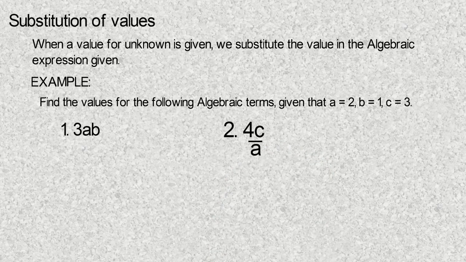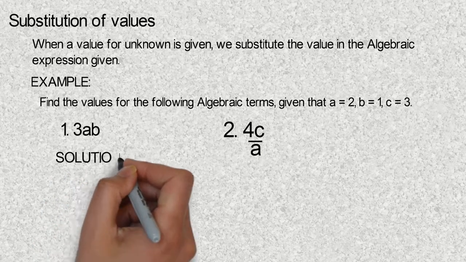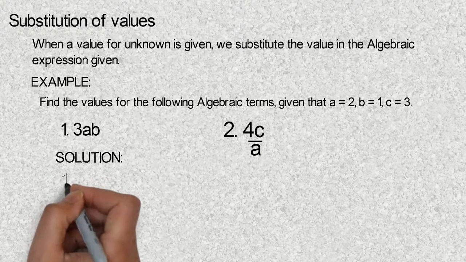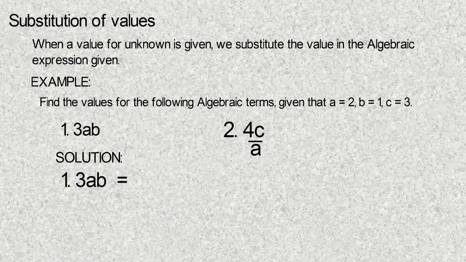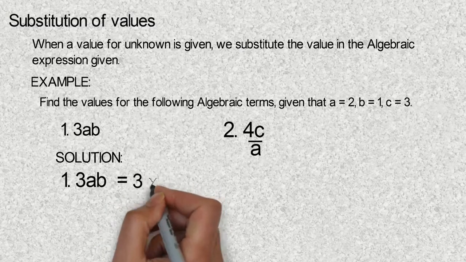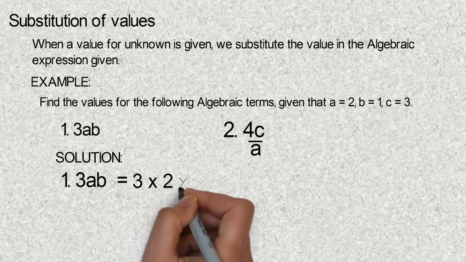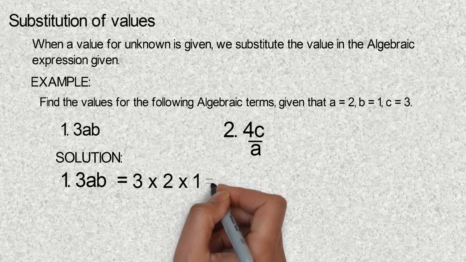Solution. For number 1, it says 3ab. Here we do substitution of values. That is, we substitute a for 2, we substitute b for 1, we substitute 3 for c. So how do we do this? Our a is what? 2. So we have 3 times 2 times, what is our b? 1. So I have 3 times 2 times 1, which is 6.